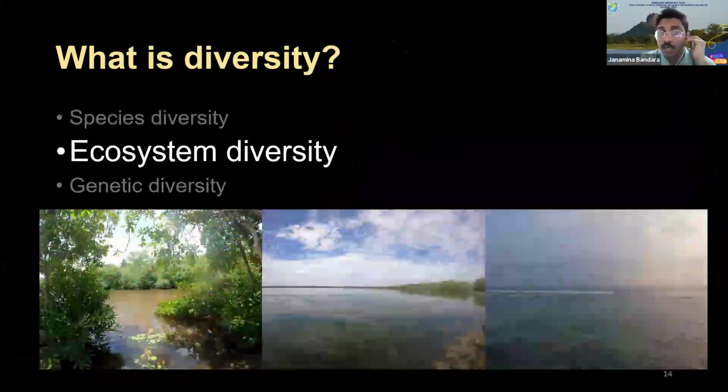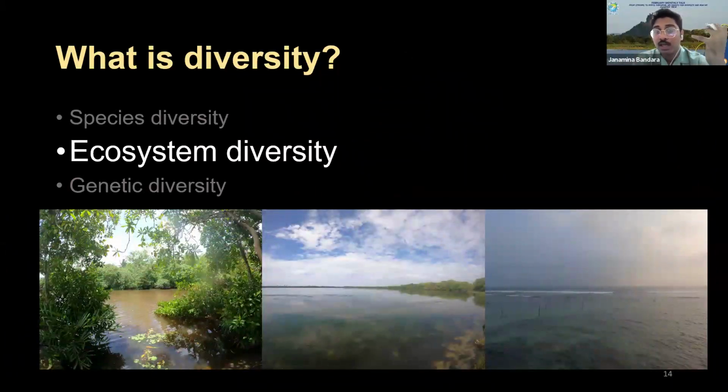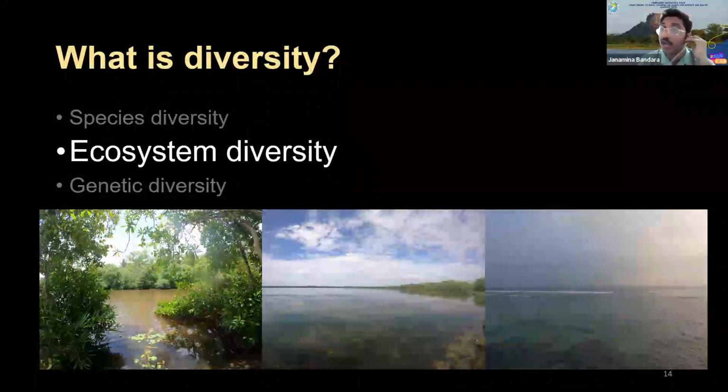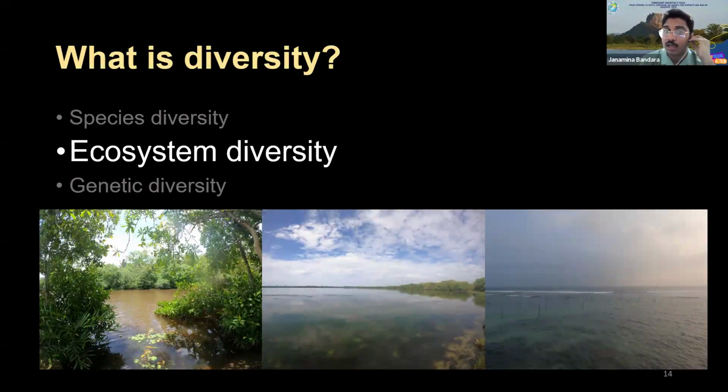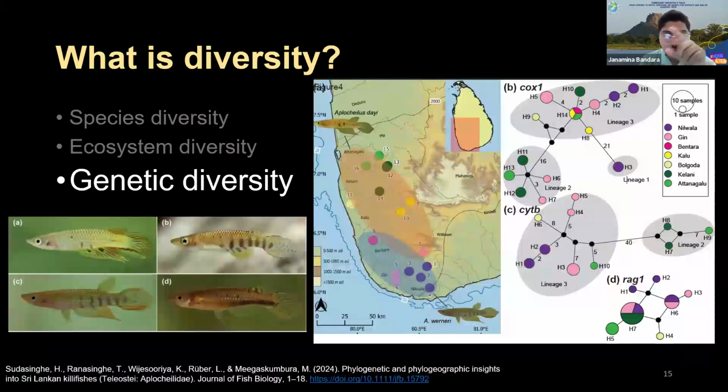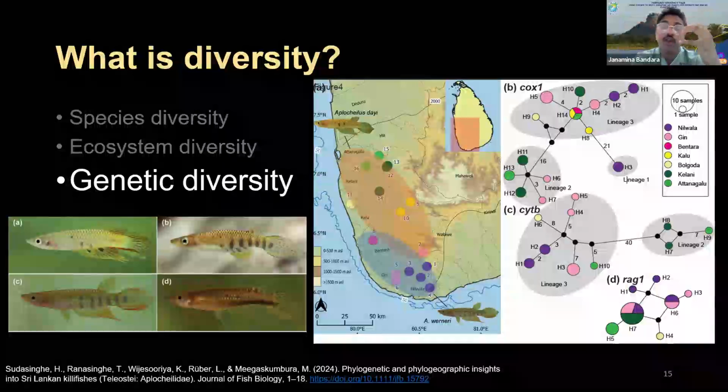So this ecosystem diversity is something where the fishes live in these ecosystems: the fresh waters, we have brackish water estuaries, and also the reef ecosystem. So as today's topic, these are like ecosystem diversity, which in this island is really important compared to other island nations. And also, a very interesting thing is the genetic diversity within the species.